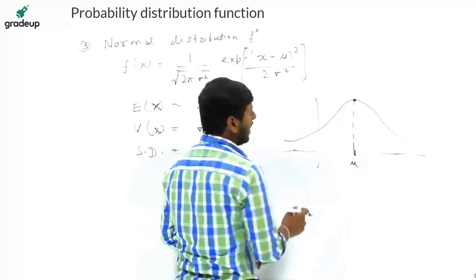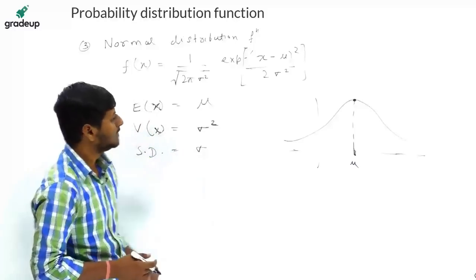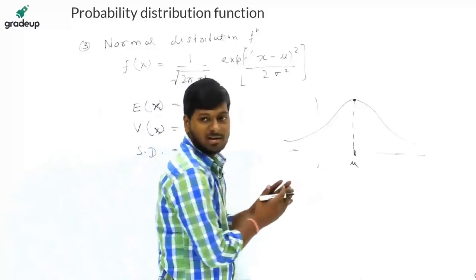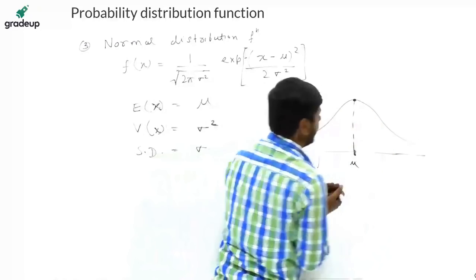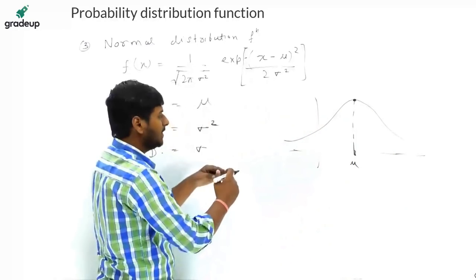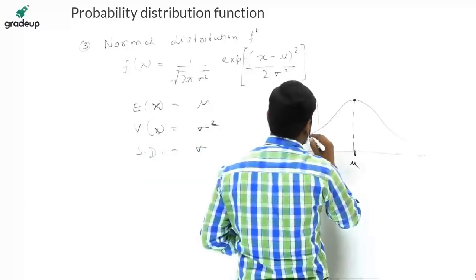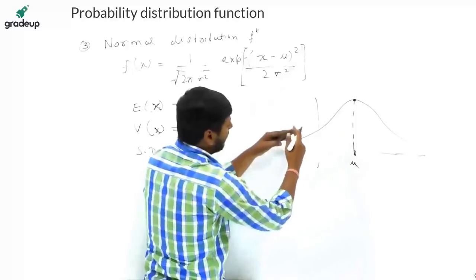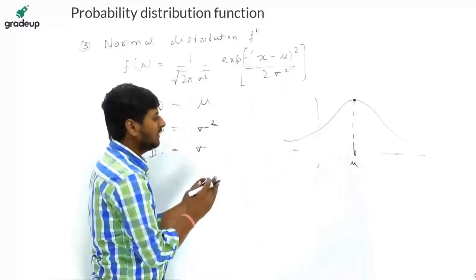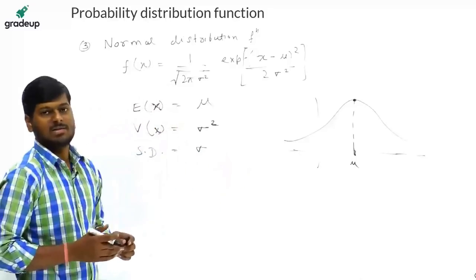So this is mu. And what does variance represent? In the probability lecture I told you variance represents the dispersion of the graph. We can't directly represent sigma, but this represents the variance. If this graph is more steep, then sigma will be less. If this graph is less steep, then sigma will be more. Okay.